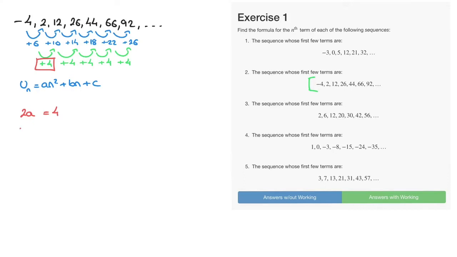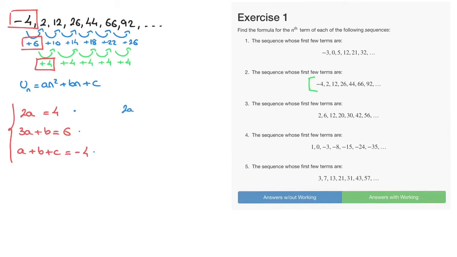The second one is 3a + b has to equal the difference between the first and the second term of the sequence. So that's 6. And finally, a + b + c must equal -4, the first term of the sequence. Those are our three equations, and we can now use those to find a, b, and c. Remember, we always start with the top one and work our way down these three equations.